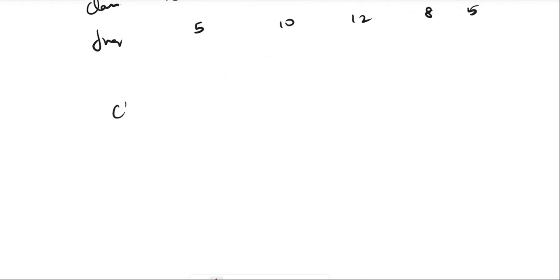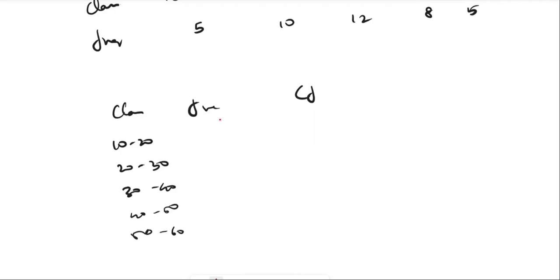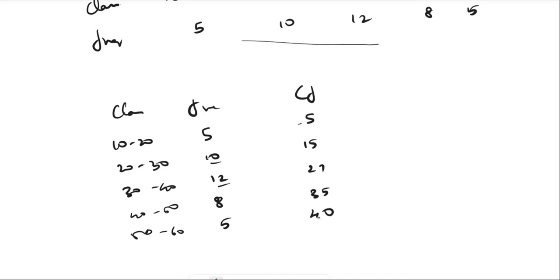First of all, let me have the class, the frequency, and the cumulative frequency. Of course we have 10 to 20, 20 to 30, 30 to 40, 40 to 50, and 50 to 60, with the frequencies above: 5, 10, 12, 8, and 5. When we make the cumulative frequency, for the first class we get 5, then 15, next 27, next 35, and then 40.